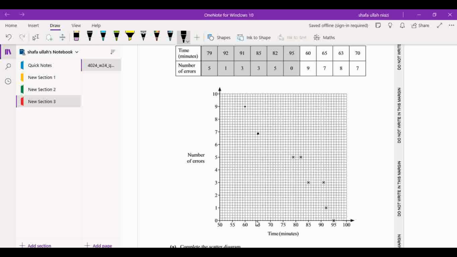So 2 units behind this is 60. 64, 63, 63 is 8. This is 7. And this is 8. And 70 is 7. 70 is here and it is 7. Now next is, so that's it.